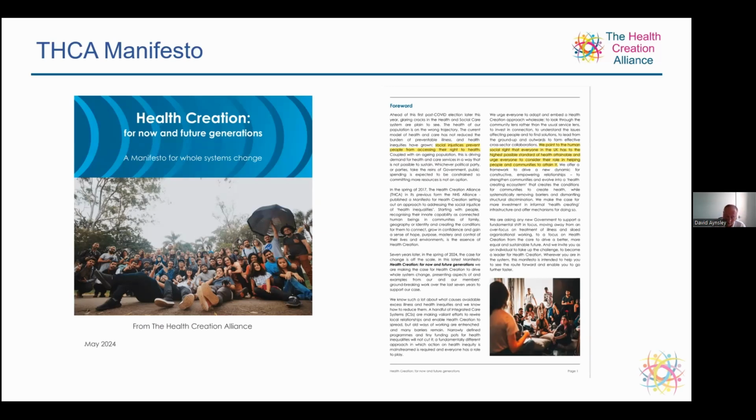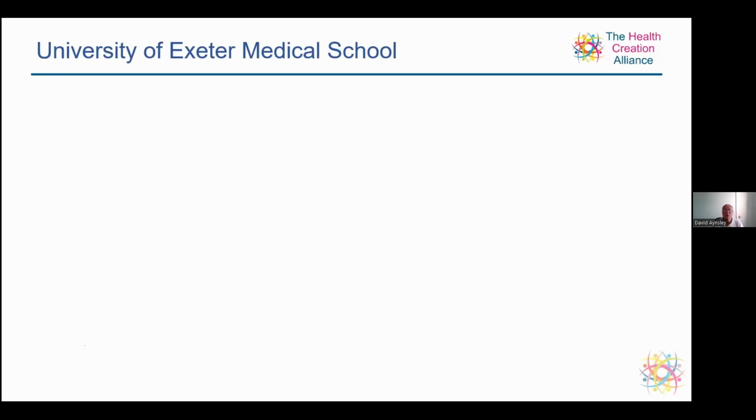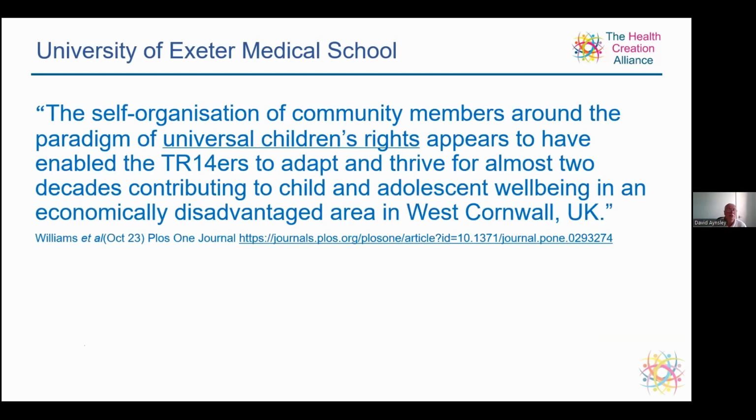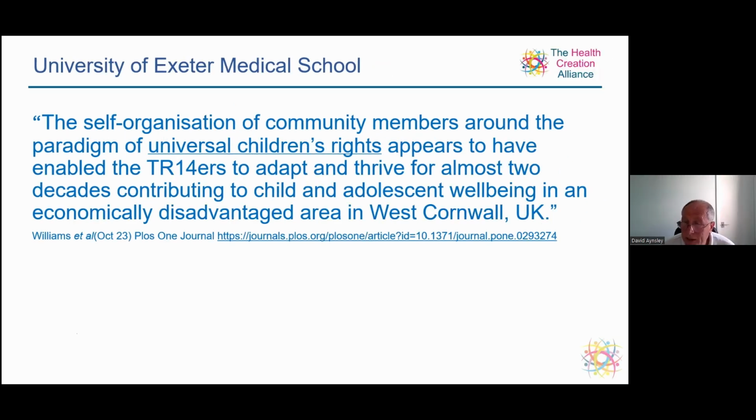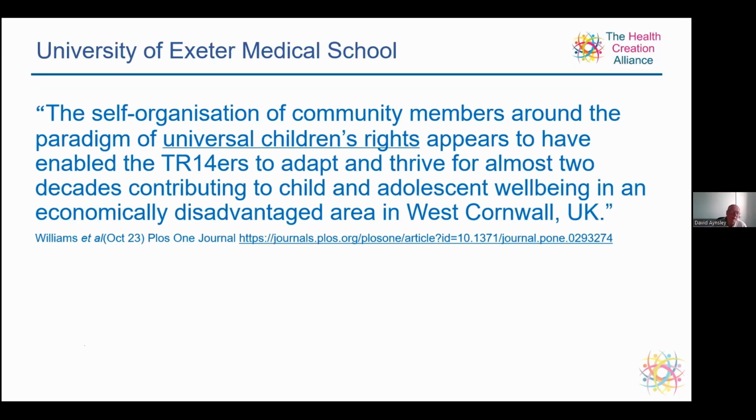But just to whet your appetites, here is a slide from the University of Exeter Medical School, a quote from them, which tells you about their findings and their conclusion from their research into the work that the charity does. "The self-organization of community members around the paradigm of universal children's rights appears to have enabled the TR14, as that's the name of the charity, to adapt and thrive for almost 2 decades, contributing to child and adolescent well-being in an economically disadvantaged area in West Cornwall, the United Kingdom." When you receive a copy of this presentation, you can open up that reference. That's how the University of Exeter Medical School put it.